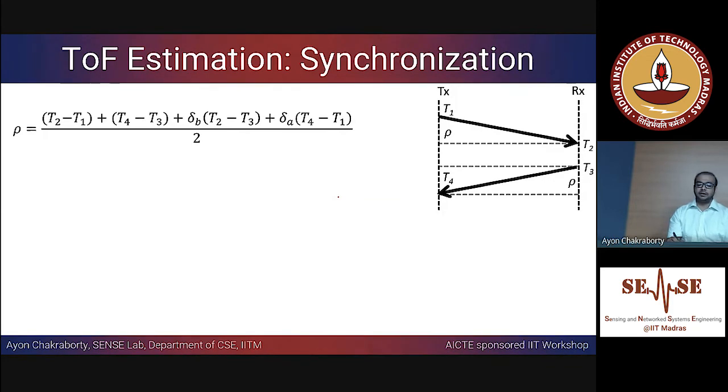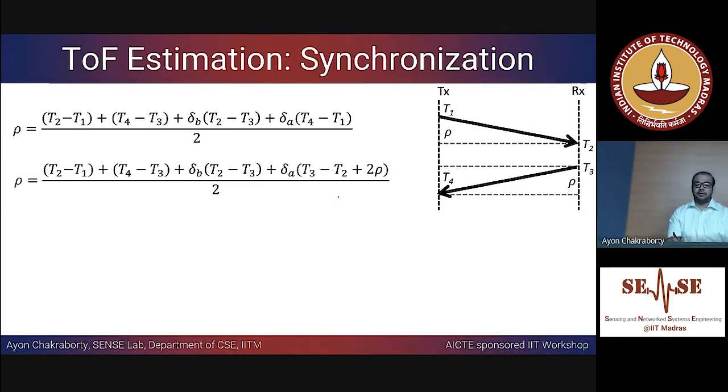Copy this to the next slide. Now, concentrate only on this part of the equation: T4 minus T1. What is T4 minus T1? It is basically this time gap. What is this time gap? This time gap is twice rho, because the packet has traveled two times, so it is like the round trip time. So 2 rho is your round trip time, plus T3 minus T2.